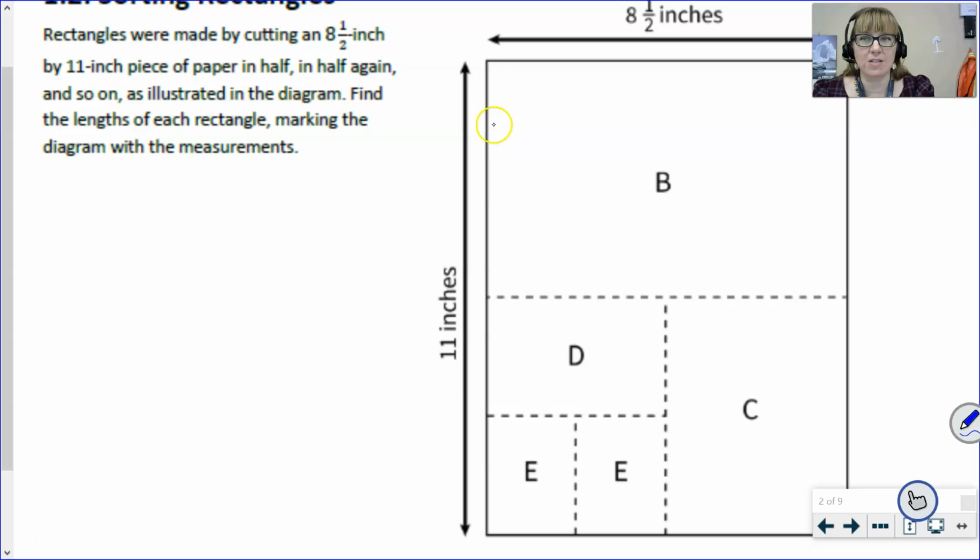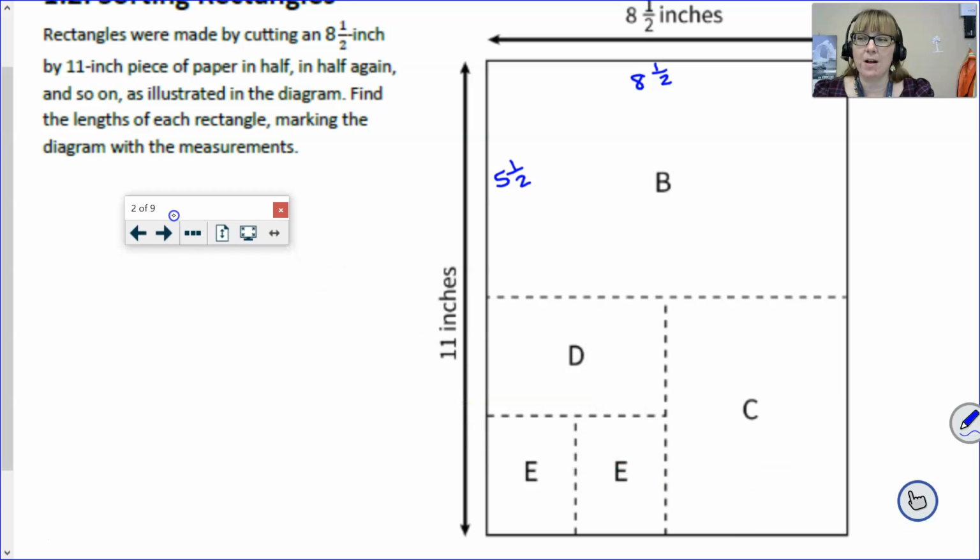Rectangle B, what are the dimensions? Well, we can see that this is the length. That would be 8.5 inches. That was easy enough. This is the height. How am I going to figure that out without getting out a ruler and measuring? Remember how we cut that rectangle to begin with. This whole side length is 11 inches, but I folded the paper in half, so this dimension here, this measurement, is half of that 11 inches. So 11 inches divided by 2 is equal to 5.5 inches.